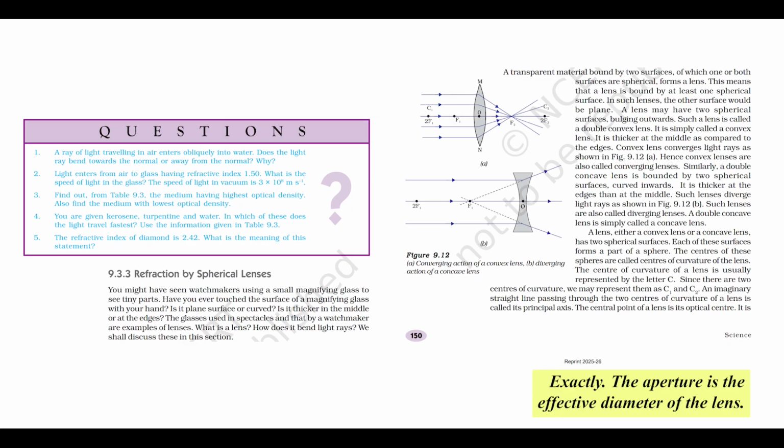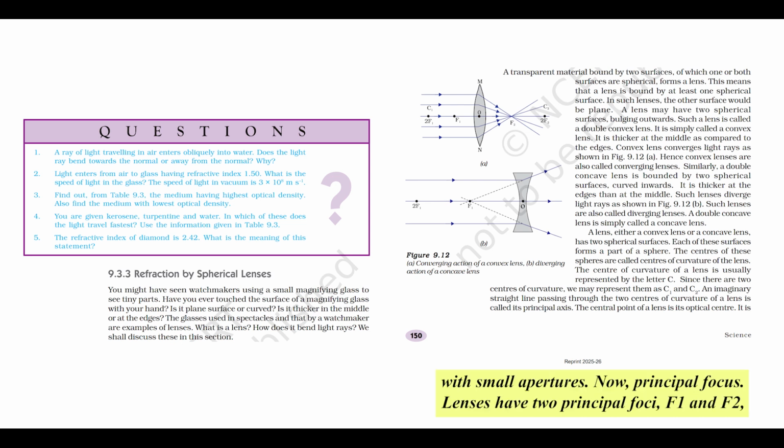Exactly. The aperture is the effective diameter of the lens. We mostly consider thin lenses with small apertures. Now, principal focus.